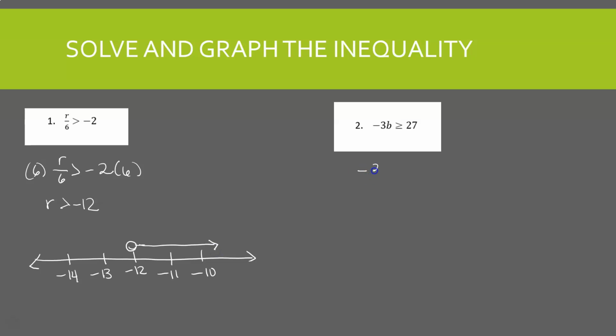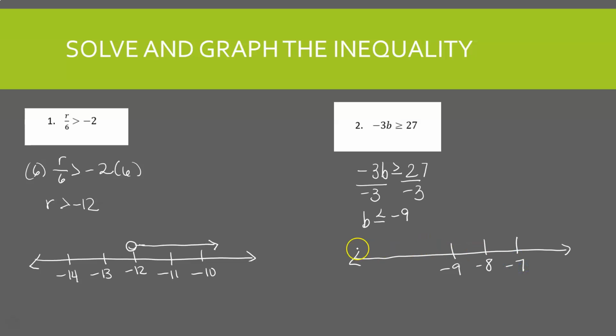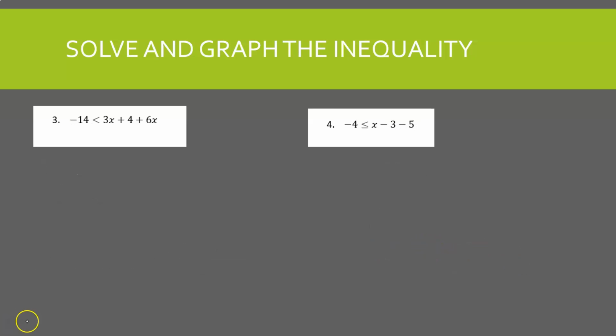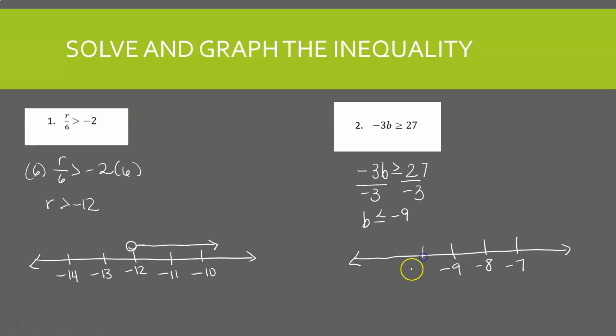Okay, so the next one is negative 3b greater than or equal to 27. To solve this, I need to divide by negative 3, so I'm going to flip the sign the opposite direction, and then I'm going to graph. Okay, so it's a closed dot because it's less than or equal to, and here are the numbers that are less than or equal to.